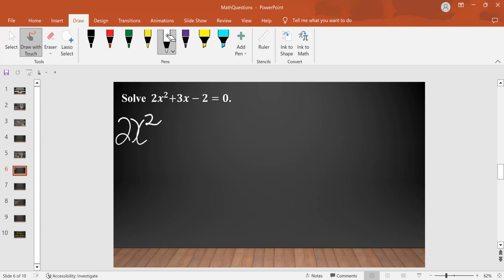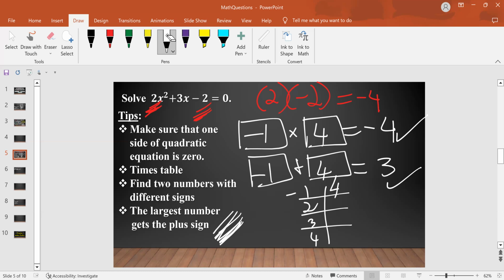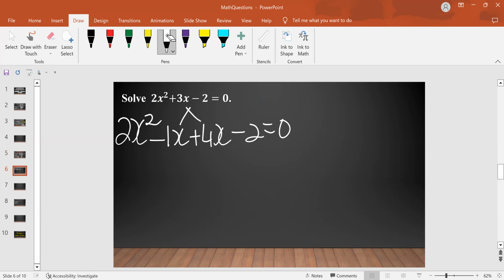Okay, now the 3x, we're going to write it as negative 1x plus 4x minus 2 is equal to 0. Again, remember, the two numbers we found here, negative 1 and the positive 4, are used to rewrite the middle term, the expression with x. So if you check, negative 1x plus 4x gives you what? Positive 3x.